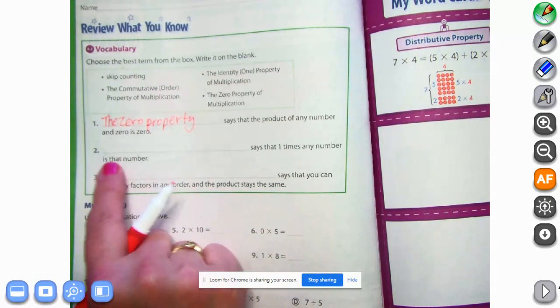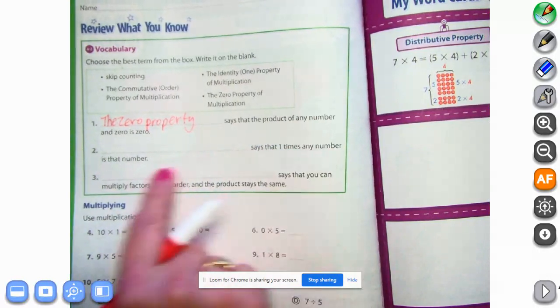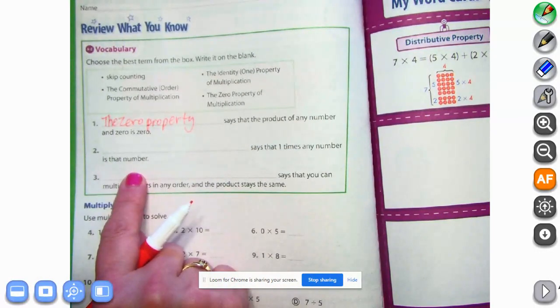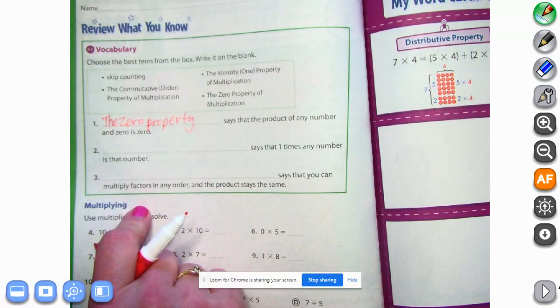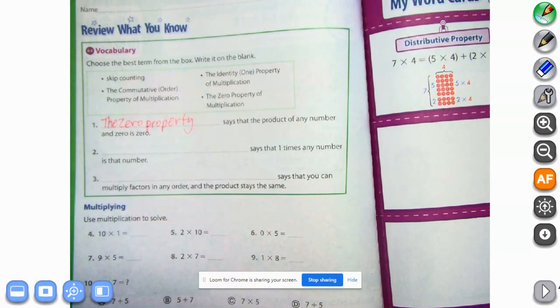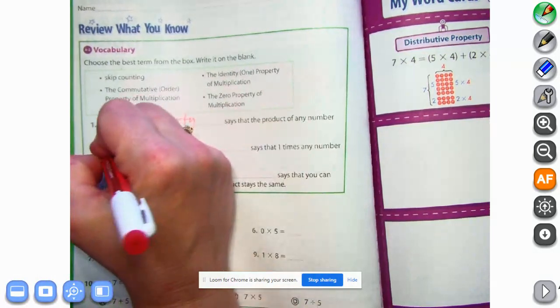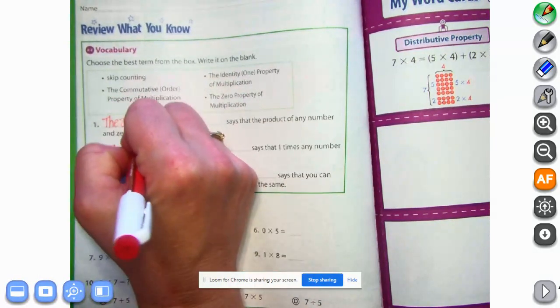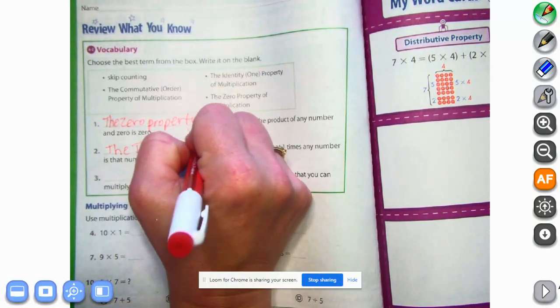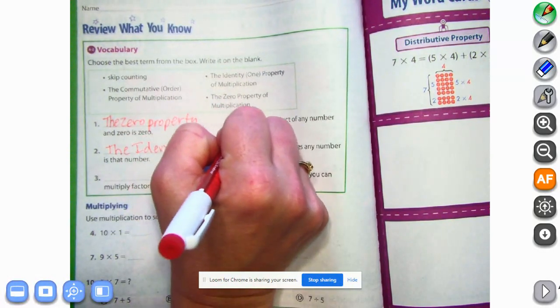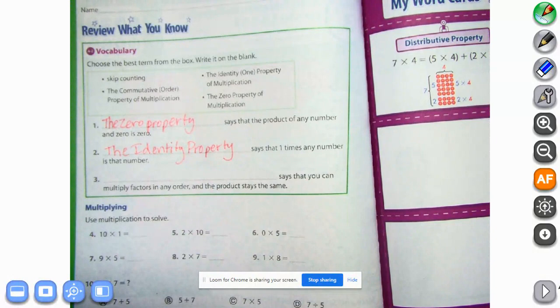Number two says, blank says that one times any number is that number. So which one do we call when we have, 10 times 1 is 10, 13 times 1 is 13. That is the identity property. Okay.